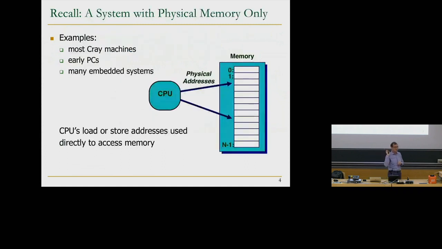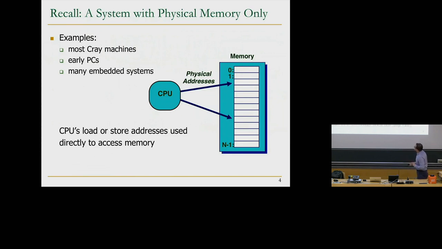And recall that we showed this picture, which showed a physically addressed memory. The CPU generates addresses that are physical. Whenever you want to fetch an instruction, the program counter is physical. The load store address is physical. In this case, there are a bunch of issues that we discussed yesterday, which I'm not going to go into.